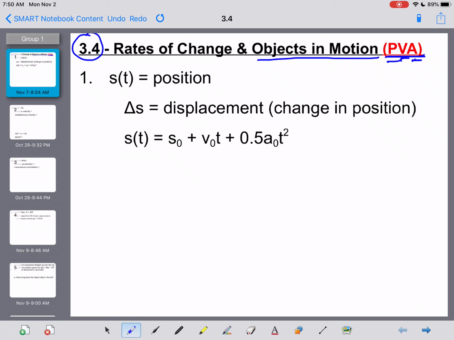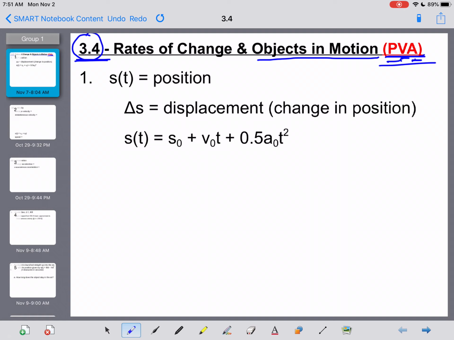But the good news, I suppose, guys, is that in 3.4 today, we're not going to learn how to find any new types of derivatives that we haven't done before. This is simply how to apply what we already know about derivatives into a new style of problem, and that being the PVA problem.